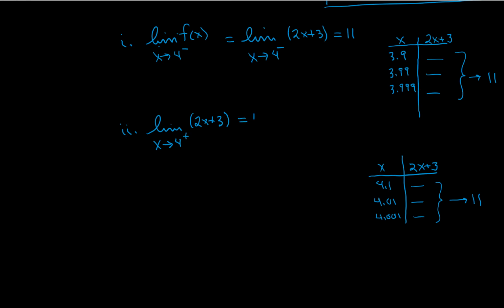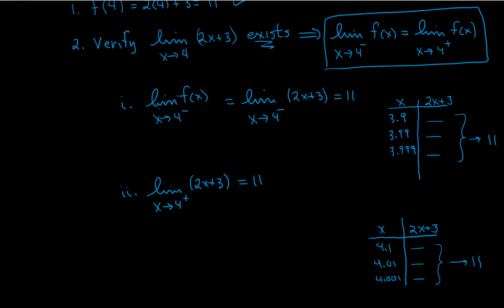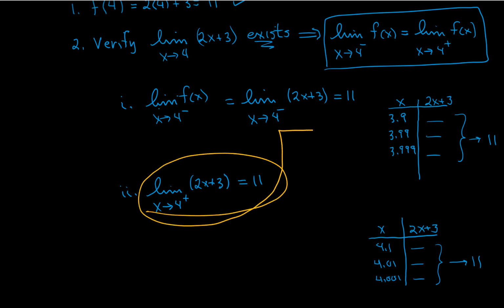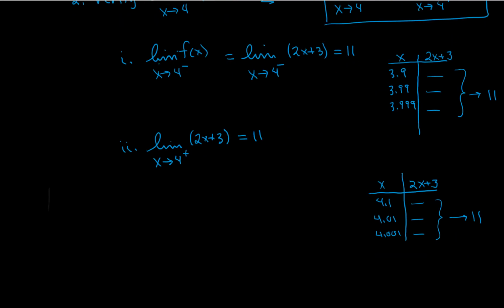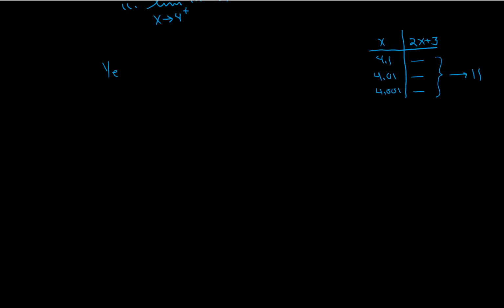So when we evaluate this function from the left and from the right, it's approaching the same value. This result, along with this result, allow us to say, yes, the left and the right limits are equal. They exist and they are equal. Okay, so we can now say, yes, the limit as x approaches 4 of 2x plus 3 exists.